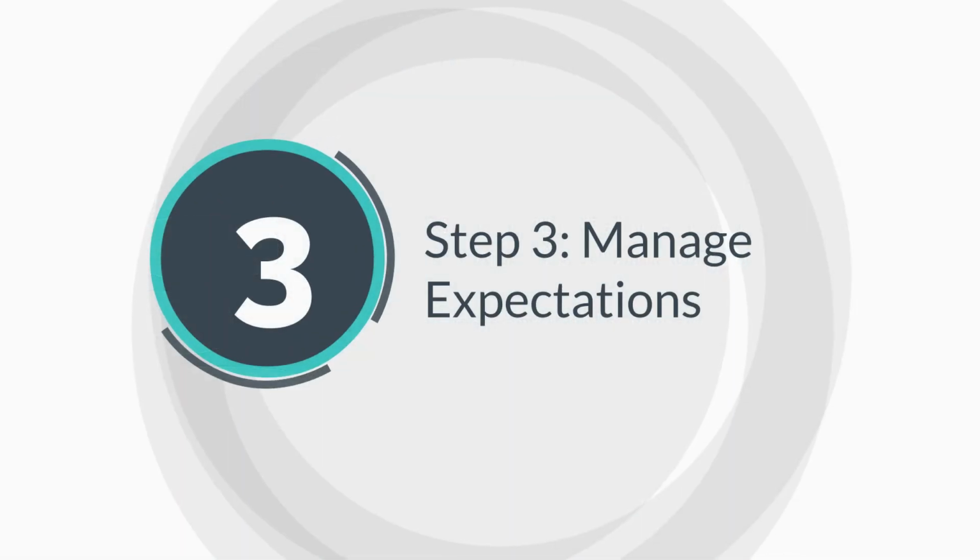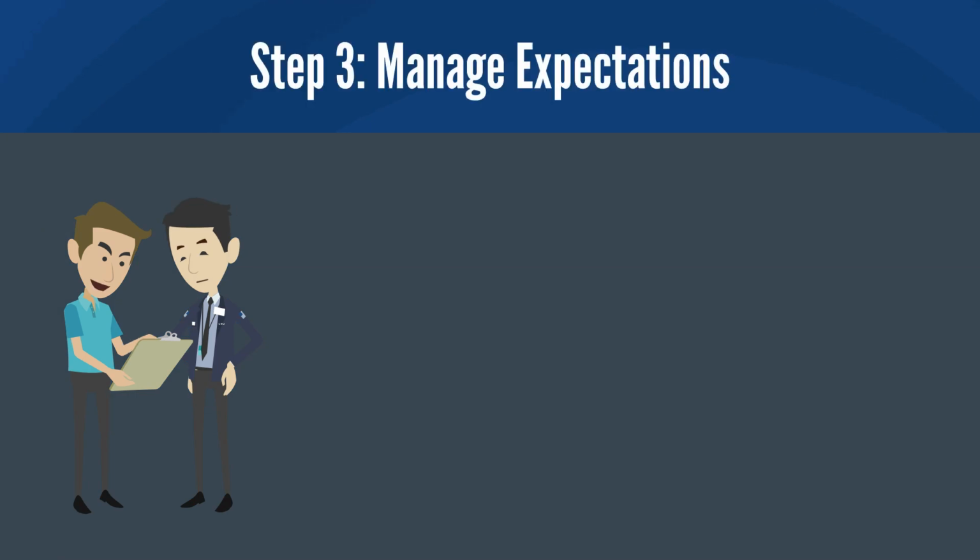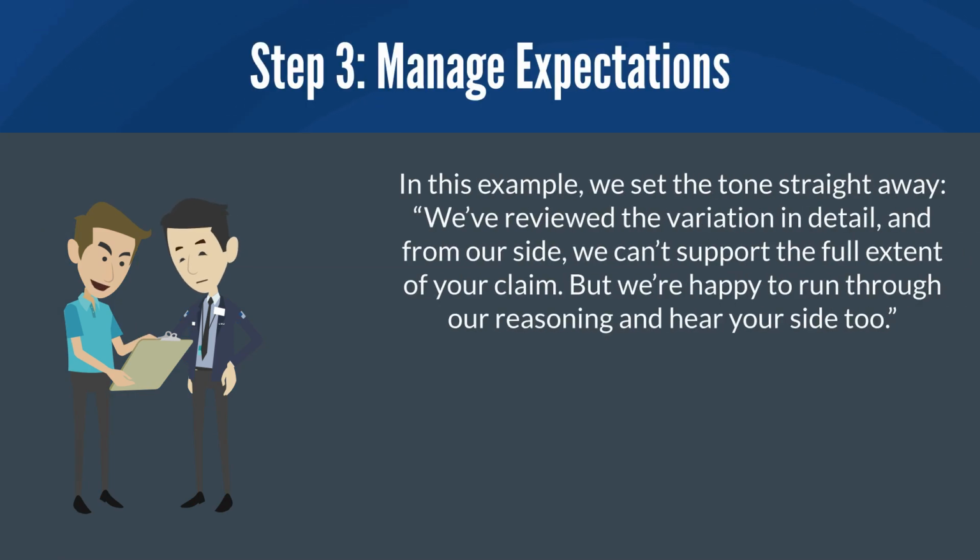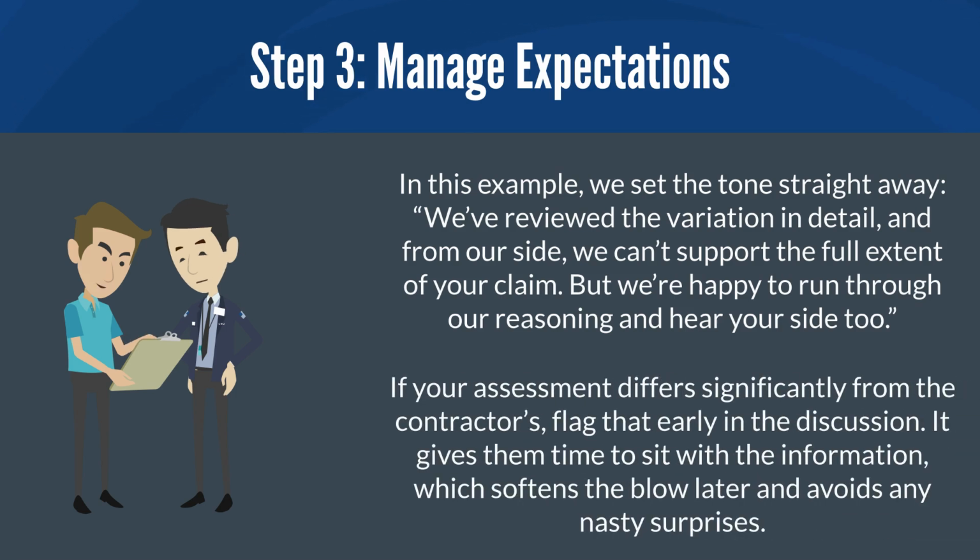Step 3. Manage expectations. Ensure expectations are communicated early. In this example, we set the tone straight away. We've reviewed the variation in detail, and from our side, we can't support the full extent of your claim, but we're happy to run through our reasoning and hear your side too. That stops the contractor expecting you to roll over and shows you've done your homework. If your assessment differs significantly from the contractor's, flag that early in the discussion. This gives them time to sit with the information, which softens the blow later and avoids any nasty surprises.